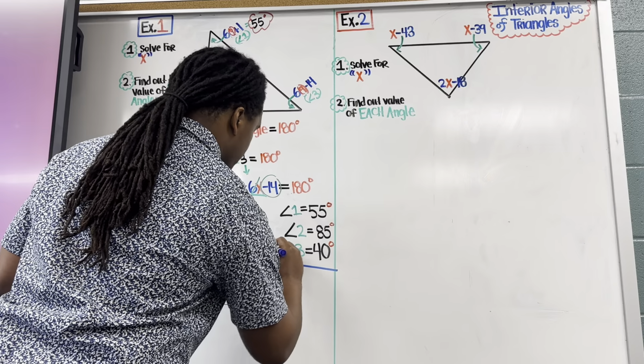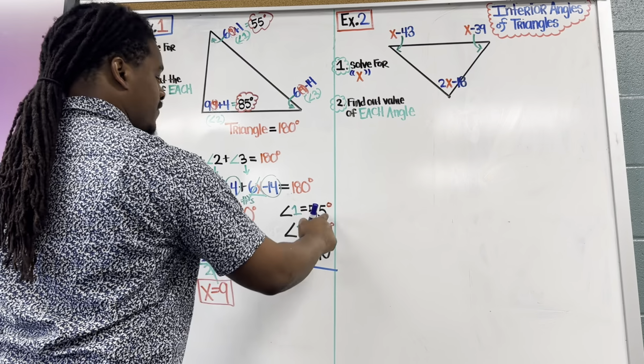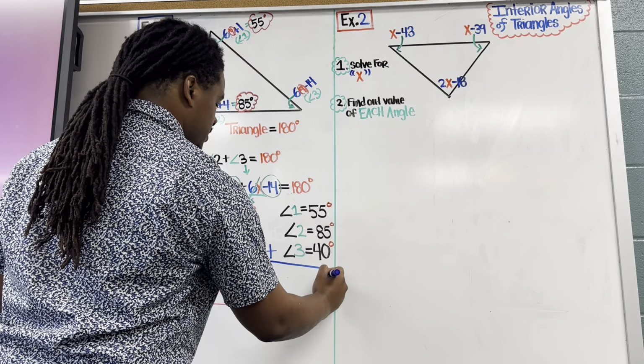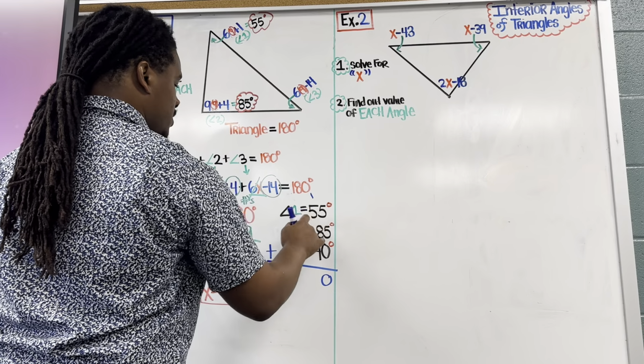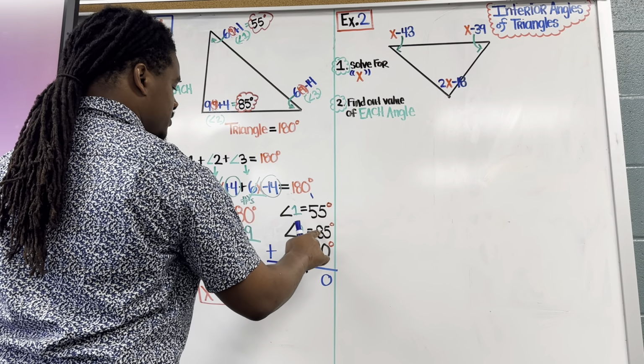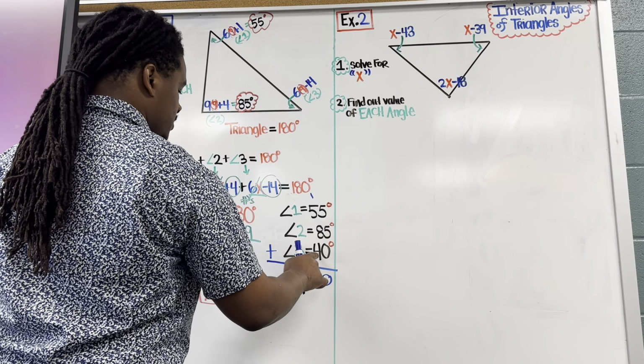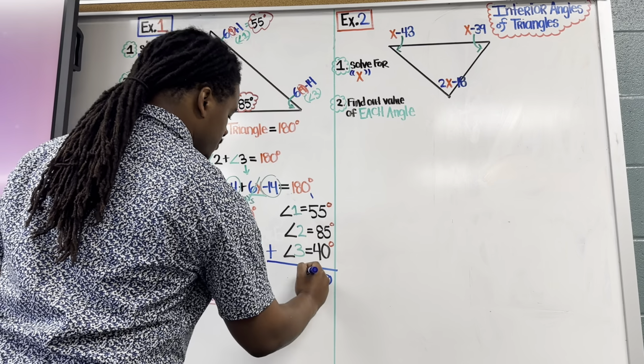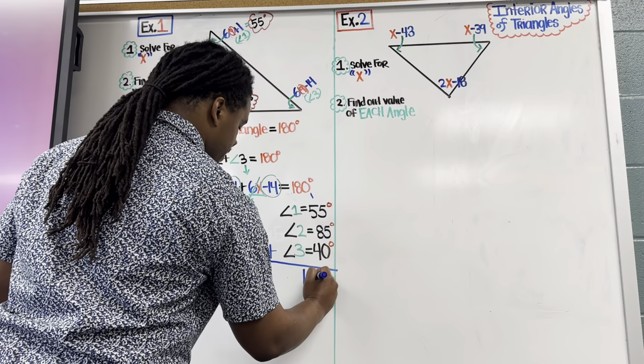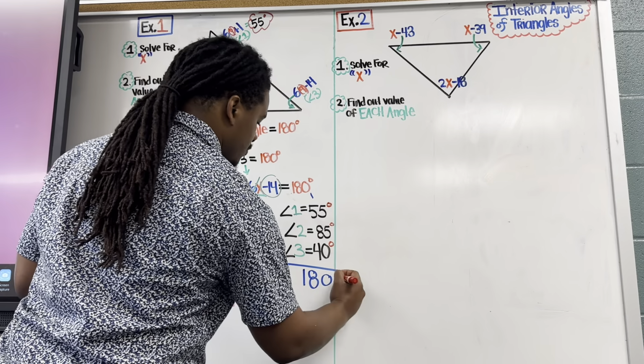So if I was to add all of these angles, right? 5 plus 5 plus 0 is 10. I will carry the 1. 1 plus 5 is 6. 6 plus 8 is 14, right? And then 14 plus 4 is 18. So that's 180, right? So they all equal 180.